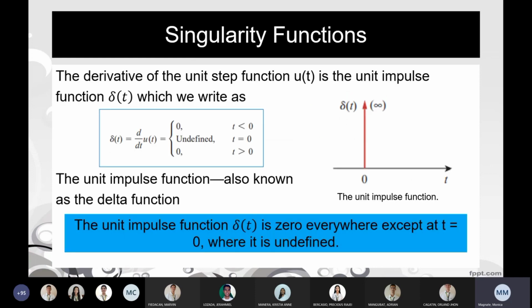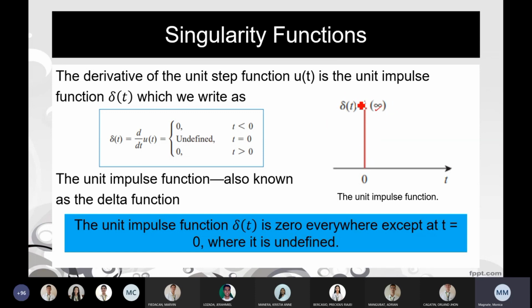Now, yung derivative ng unit step function is the unit impulse function, delta of t, which we write as delta of t is equal to the derivative of u of t with respect to time t. So, yung function niya, 0 siya, okay? 0 siya for t is less than 0. 0 din siya for t greater than 0. And for t is equal to 0, undefined yung value niya. Or, dito, nilagay siya as infinite.